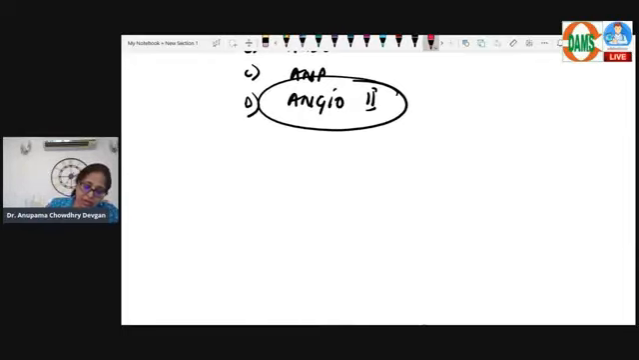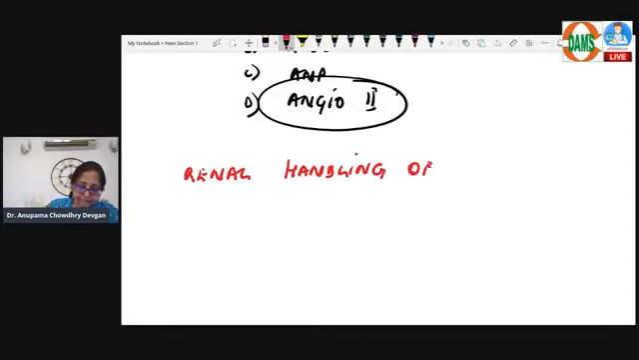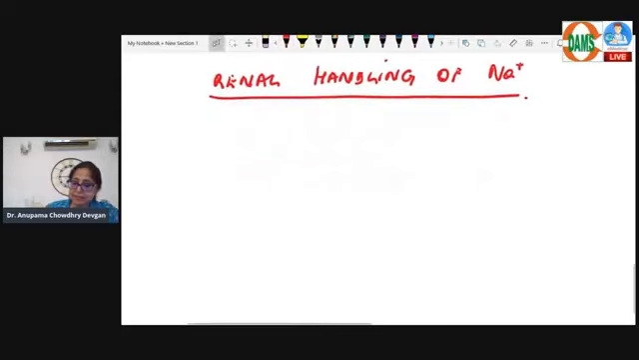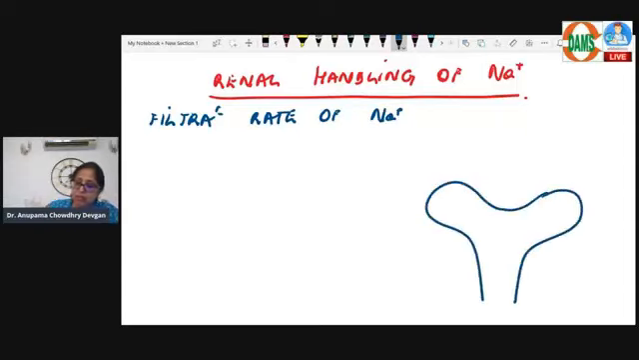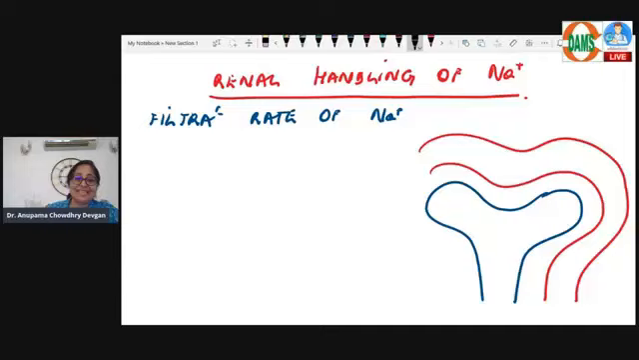Next, let's go on to the renal handling of sodium. Let's see renal handling of sodium. As far as renal handling of sodium is concerned, first let's see the filtration rate of sodium. I want to calculate the filtration rate of sodium. Basically, sodium is a freely filtered substance, right? I want to know how to calculate how much of the sodium is filtered per day.